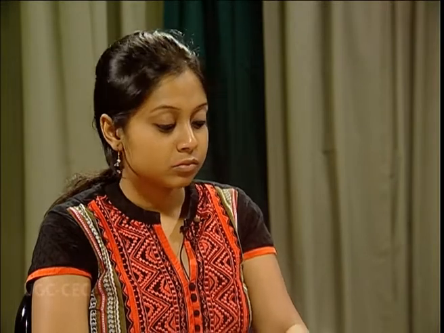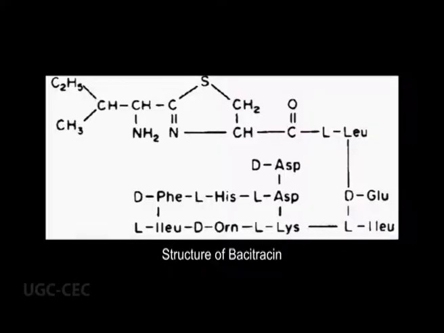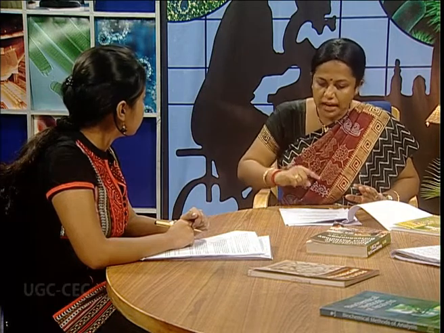Bacitracin is a narrow spectrum antibiotic which is produced by Bacillus. It actually prevents the elongation of the peptidoglycans in gram-positive bacteria. Ma'am, how does bacitracin block the elongation of the peptidoglycan? Actually, it prevents the transport of the peptidoglycan precursors across the cytoplasmic membrane. This is how it inhibits cell wall biosynthesis.